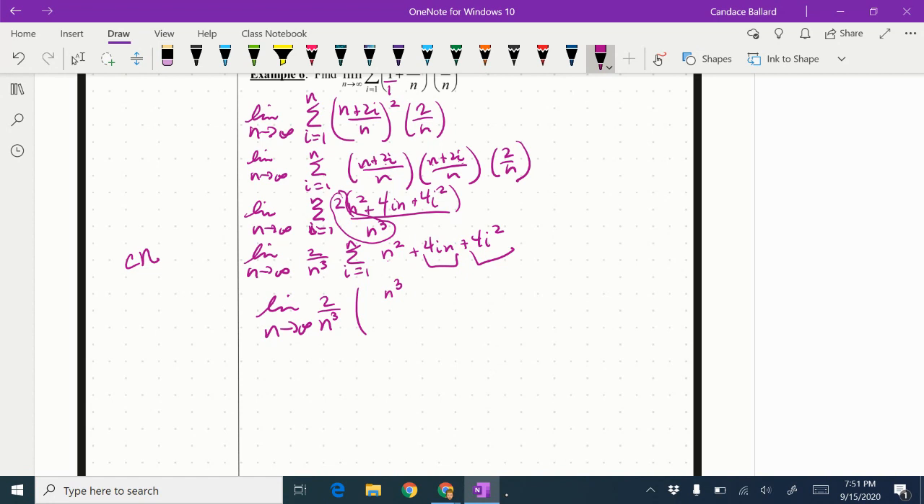And then this one here, I'd have a 4n already. And then the i, remember, turns into n times n plus 1 over 2. So that's that term. And then this is going to turn into the plus 4. The i squared turns into n times n plus 1 times 2n plus 1 all over 6.